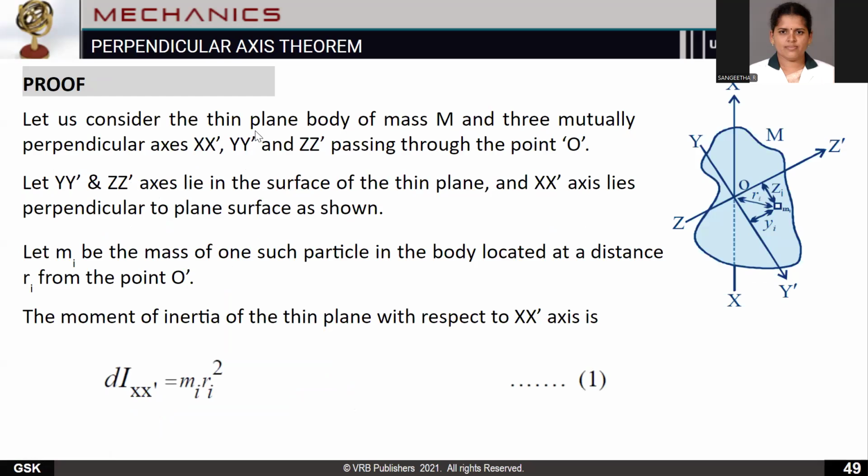So let us consider a thin plane body of mass M and three mutually perpendicular axes XX dash, Y dash, Z dash passing through the point O. All these are passing through the center of mass O. Here Y dash and Z dash lie on the surface of the plane, and XX dash is in the vertical direction, that is, perpendicular to all these. The mass of one particle in it is taken as mi. It is at a distance of ri from O. What is the moment of inertia of the thin plane with respect to XX dash? dIxx dash is equal to mi ri square.